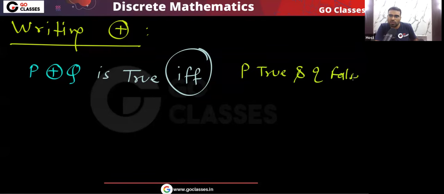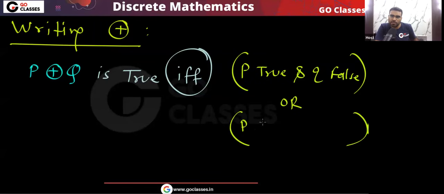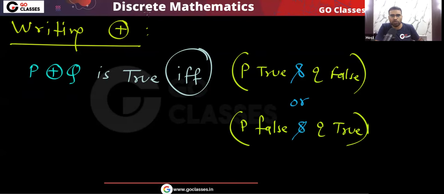This will be true if and only if either this happens, P true and Q false, or this happens, P false and Q true. Do you agree with me? Tell me yes or no. Remember, P XOR Q is true if either P true, Q false happens, or P false, Q true happens. So far, you agree with me? P XOR Q is true.